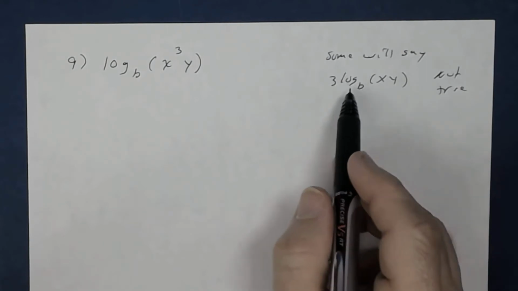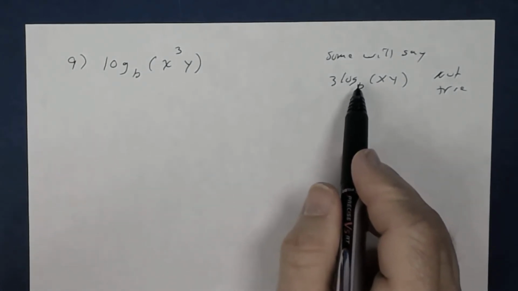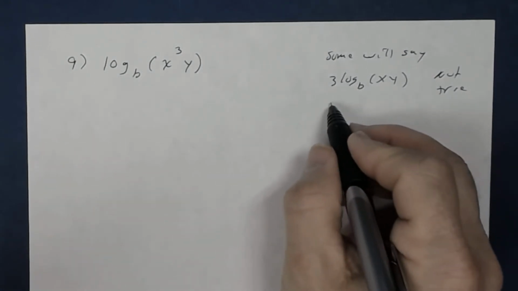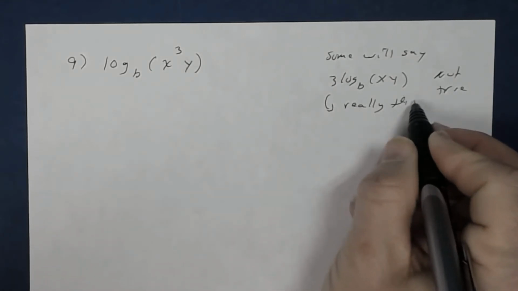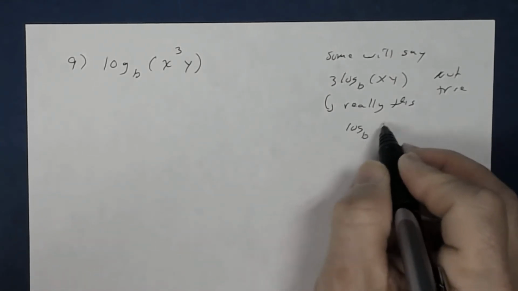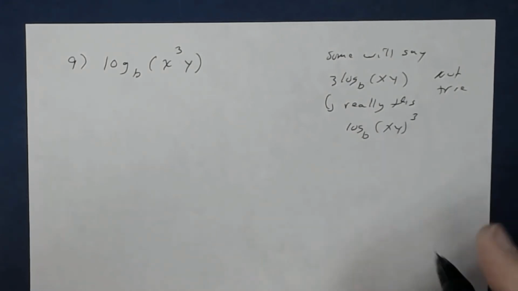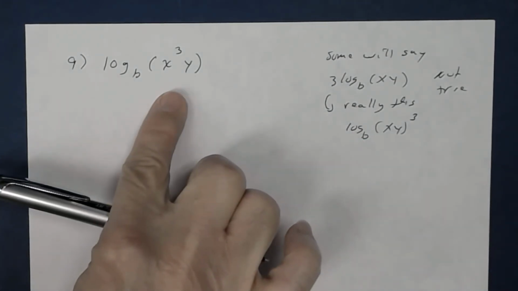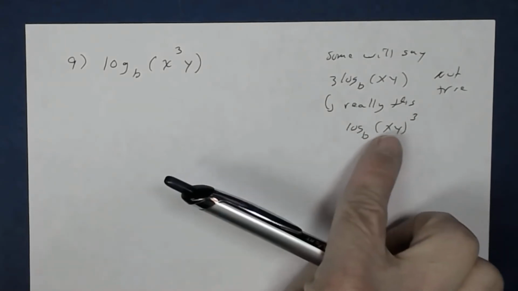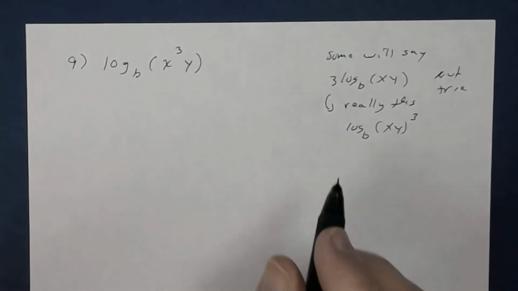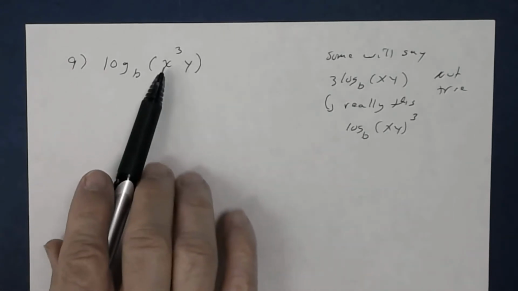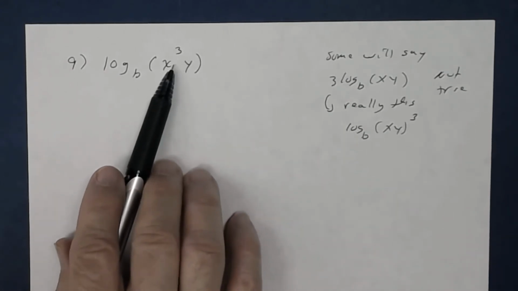Because remember, this right here, if you think about it, is really the log base b of xy to the third. So is that the same thing as this? No, it's not, because that would be x to the third, y to the third. So that's not what you have. Okay? So be careful. Don't use the power rule first.